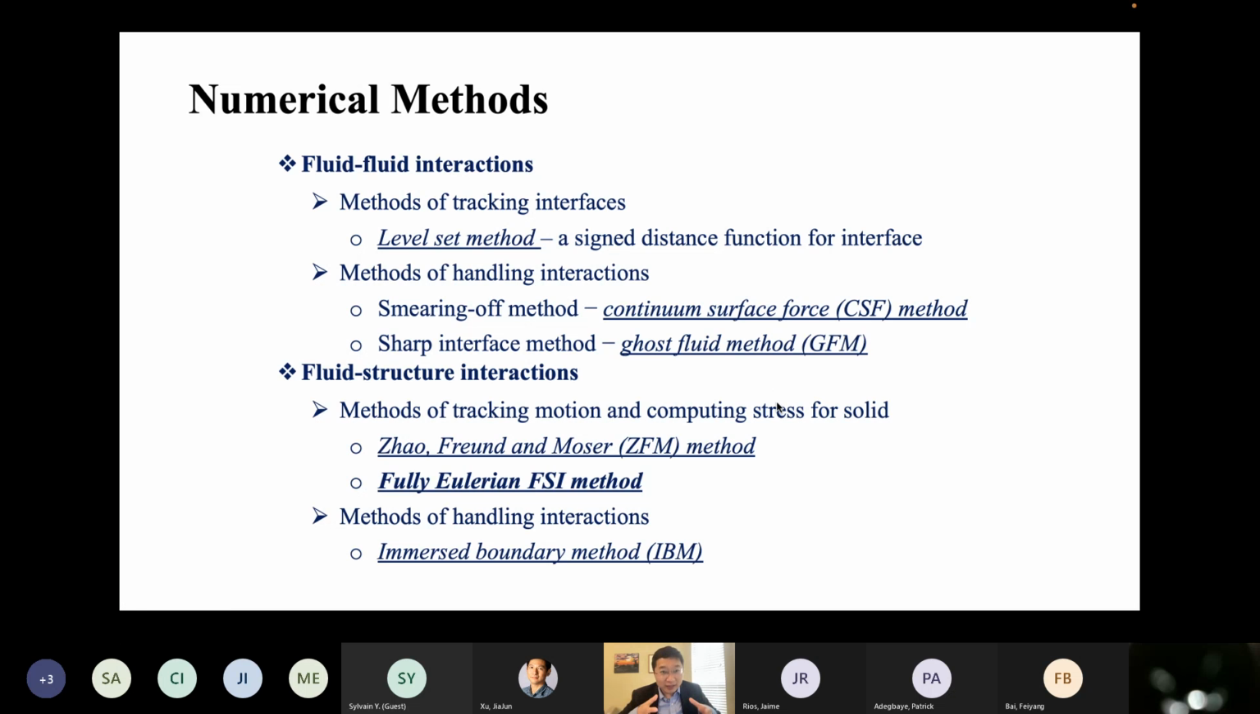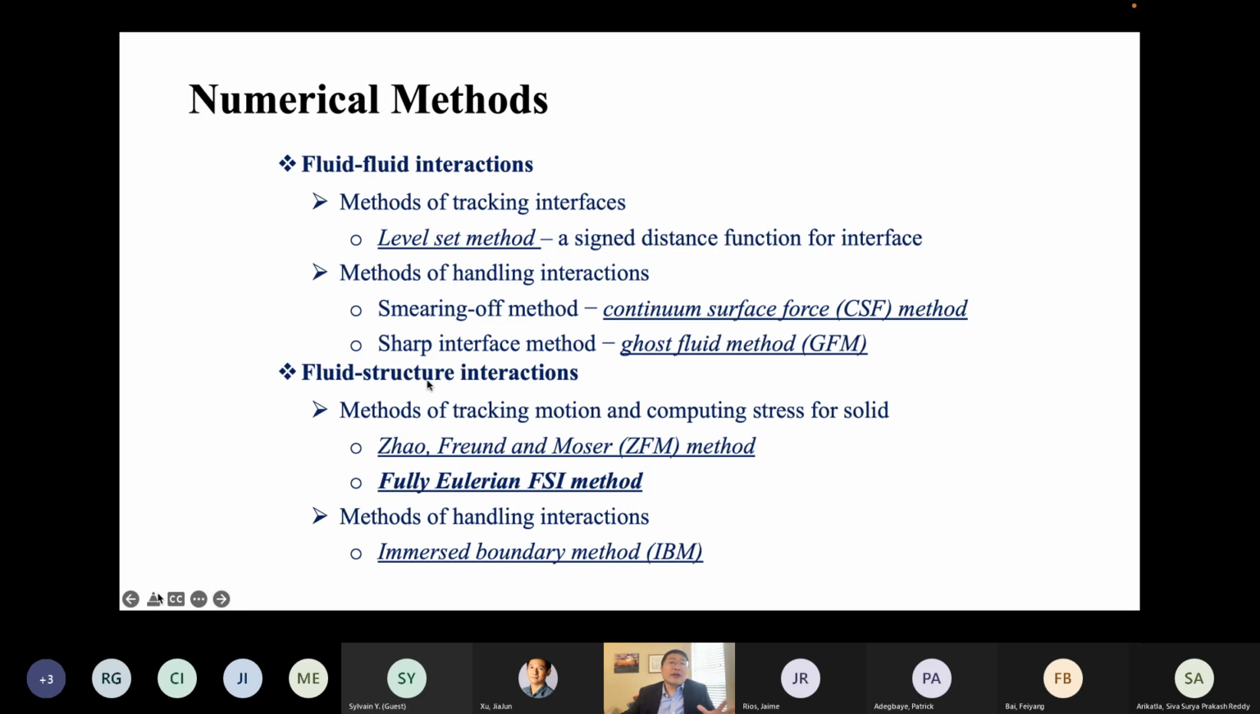For fluid-fluid interaction, we track the interface using the level set method, and we treat the interaction force using two methods. One is called continuum surface force, and one is called the ghost fluid method. The two are alternatives, so sometimes we use CSF, sometimes we use GFM. We tried to compare them. Eventually, based on experimental data, we concluded that CSF is slightly more accurate, but they are very similar.